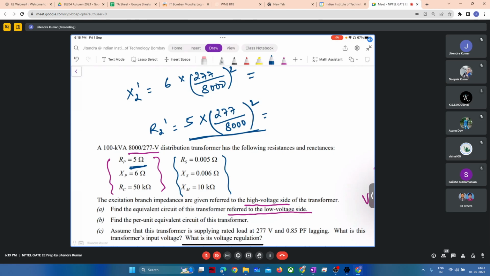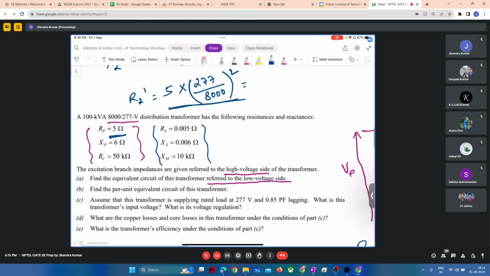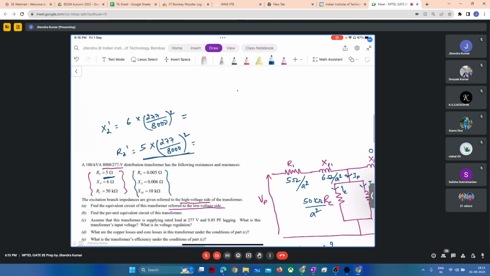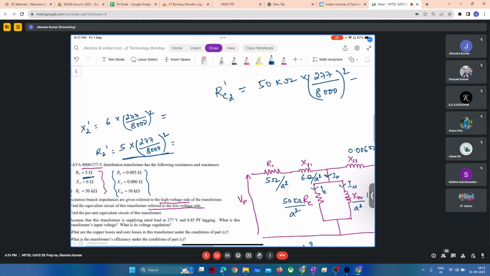The other thing is these parallel branch impedances, RC and XM. So RC by A square will be basically RC dash, I can write, and it will be 50 kilo ohm into 277 divided by 8000 square. So this value will be the value of resistance, core loss component resistance referred to the secondary side.